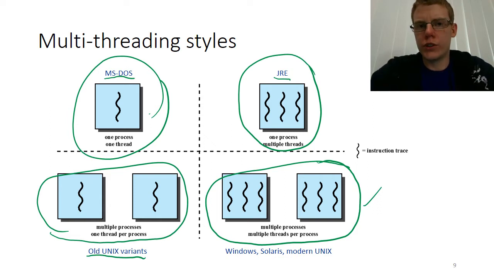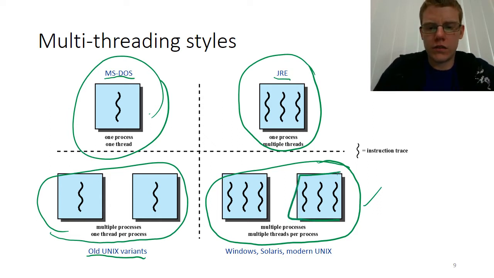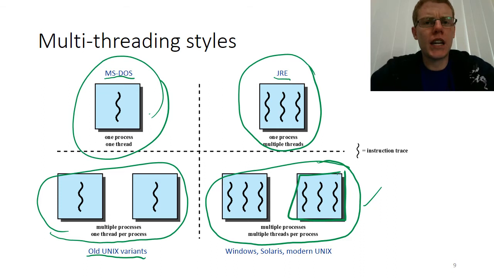We can have multiple units of resource allocation, so multiple processes, and then each of those processes can have multiple concurrent paths of execution or threads. So Windows, Solaris, modern Linux, Unix, etc. are all going to have multiprocessing and multi-threading.